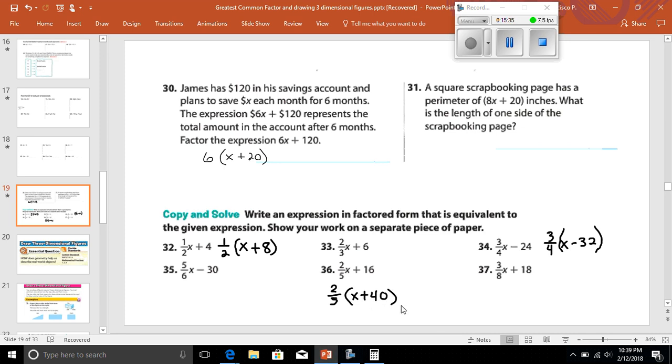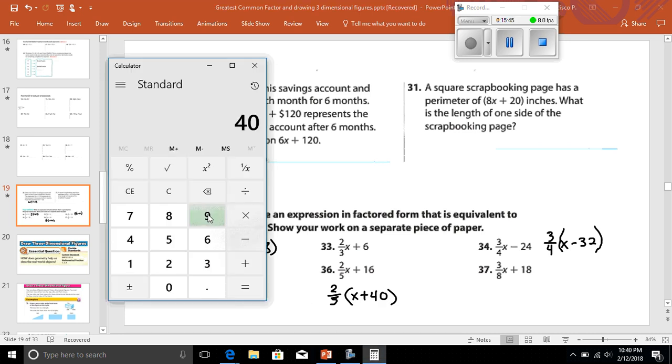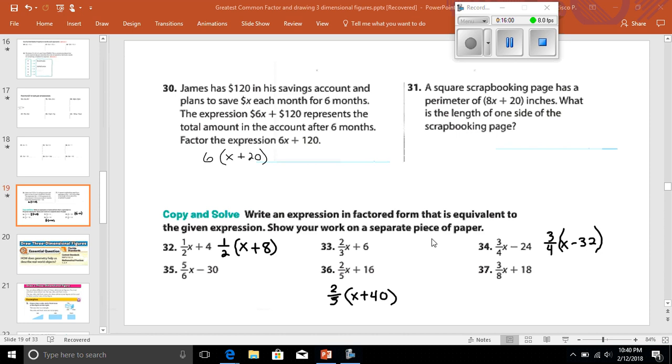And, well, shall we see if that works? 2/5 times 40, will it give us 16? If we use our calculator, 2 divided by 5 equals 0.4 times 40, that gives us 16. Perfect. And that's all of it. The rest is on you guys to do, and I'll see you next class.